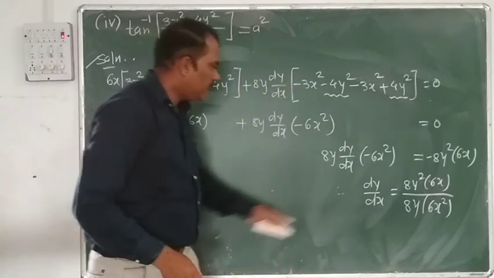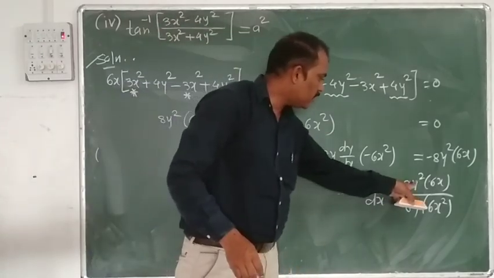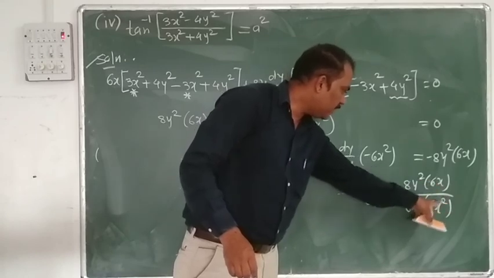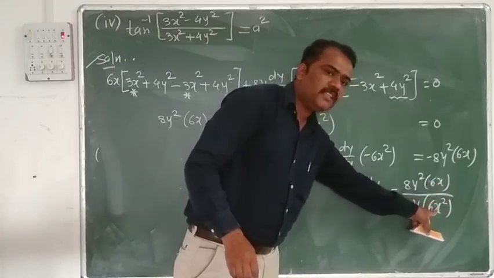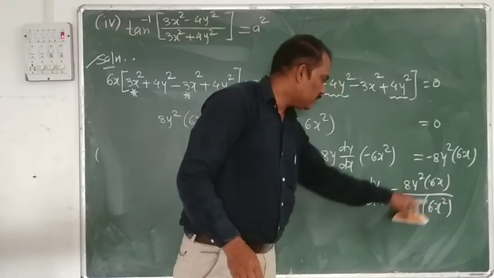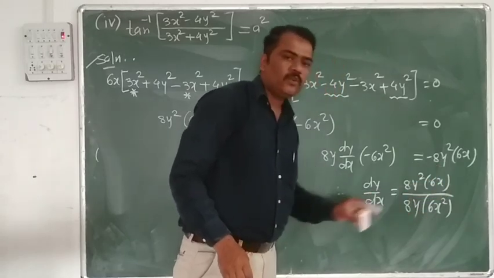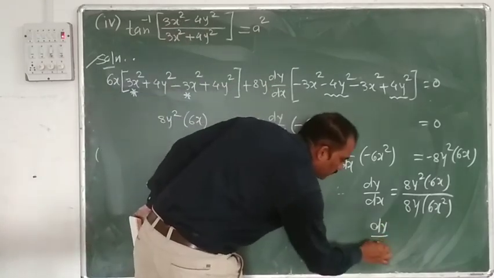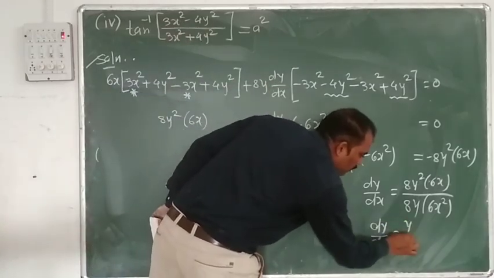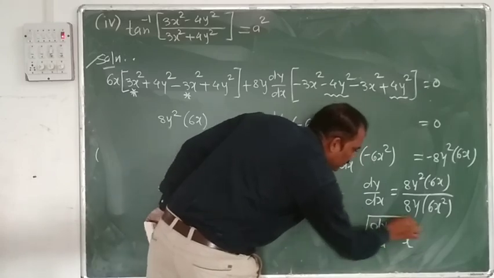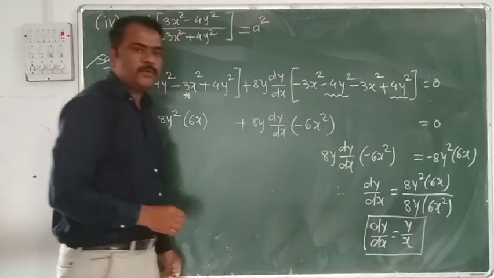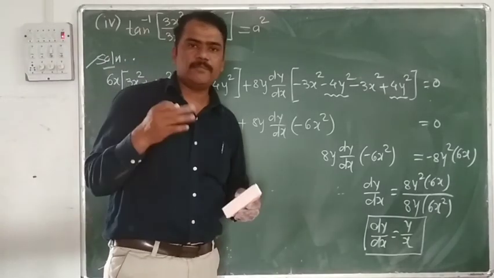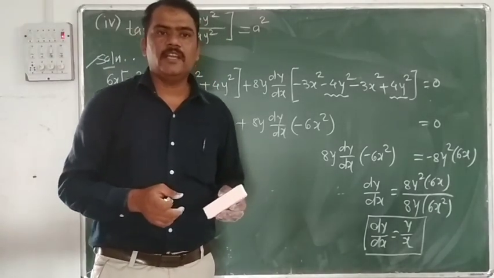So what do we get? 8 gets cancelled, from y² one y gets cancelled, 6 gets cancelled. Here in the numerator x is there, in the denominator x² is there, so in the denominator only x is remaining. When we cancel we get only y upon x. So dy/dx is equal to y/x. Hence the proof. In the next video we will discuss the remaining examples from exercise 1.3.